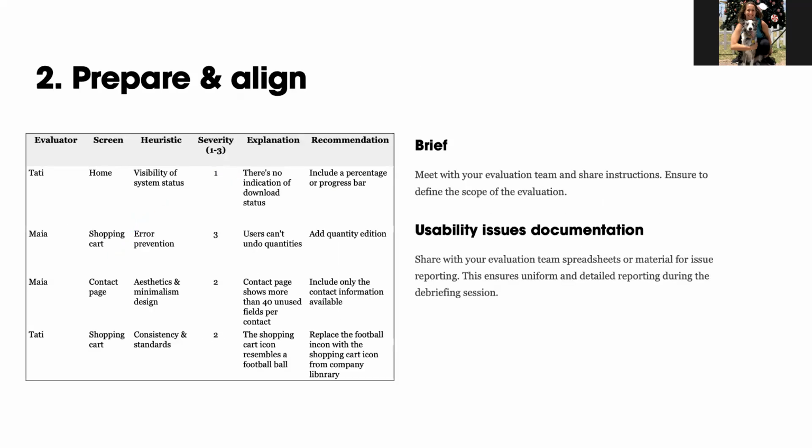And how do we prepare for the session? We will have a briefing meeting where we will share the scope and the material to be evaluated, together with some templates. Those templates will help the evaluators report issues in a uniform way, as we can see in the example that we have on the left. The idea is to have a uniform way of reporting the problem.